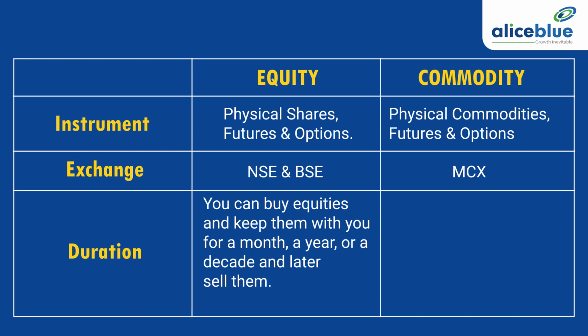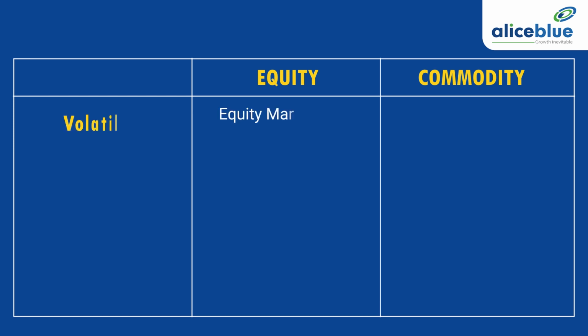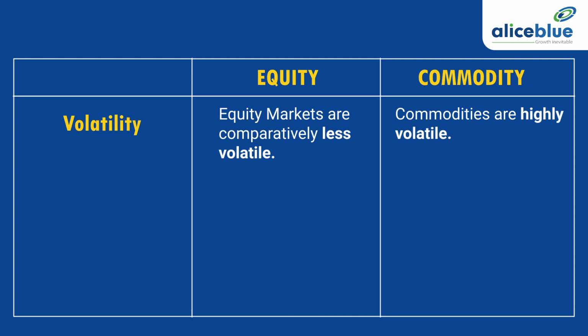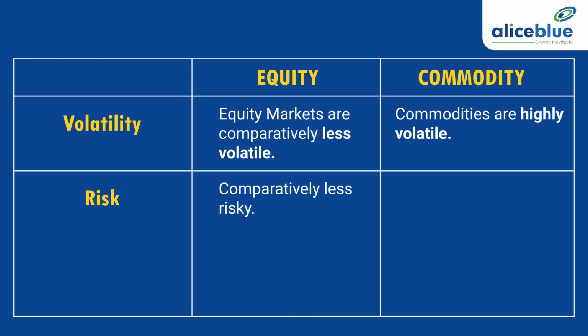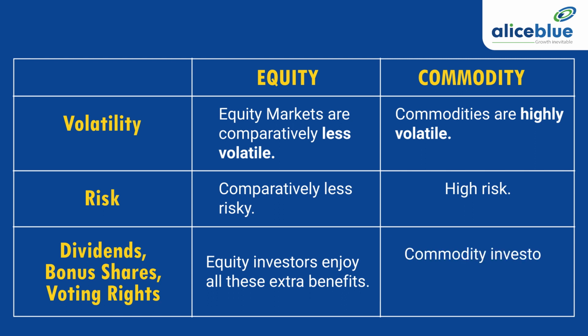You can buy equities and keep them with you for a month, a year or a decade and later sell them. But commodity contracts expire every month. That means the value of futures or options contracts will go down to zero every month. Equity markets are comparatively less volatile, whereas commodities are highly volatile. Equities are comparatively less riskier than commodities. Dividends, bonus shares, voting rights, equity investors enjoy all these extra benefits. But commodity investors do not receive these benefits.